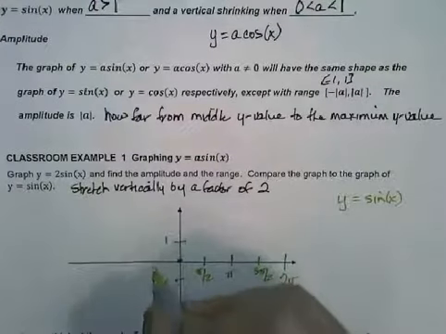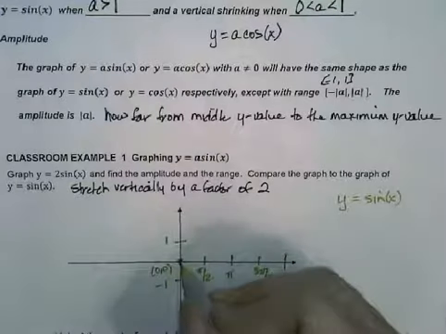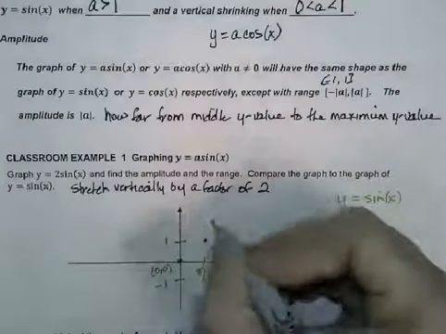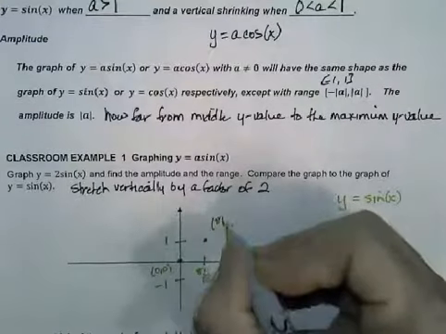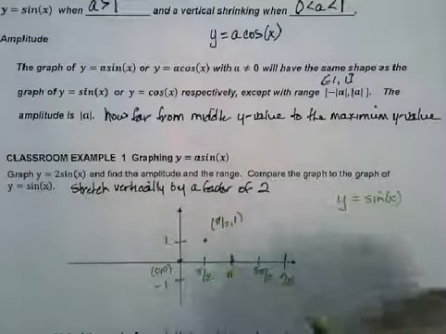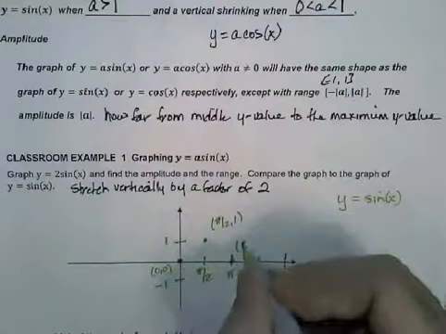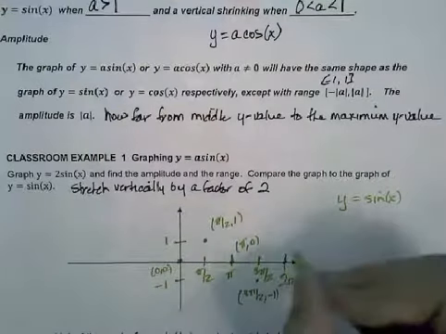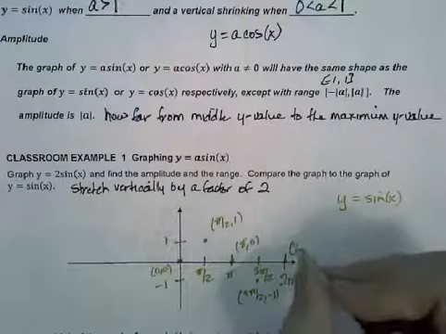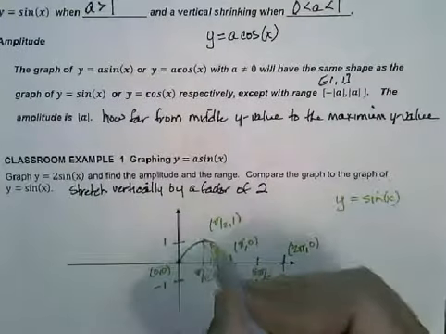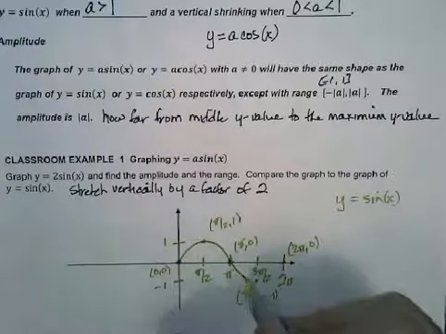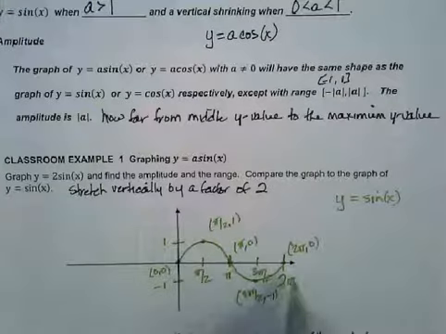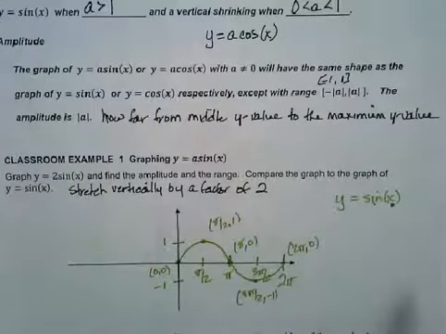So those 5 points were 0, 0. Remember, my sine curve starts at the origin and goes up to a maximum point. So this point is pi over 2, 1. Then it comes back down to the origin. Then it goes down to -1. And then it comes back to the x-axis again. So there's one full period for my graph of y equals sine of x.